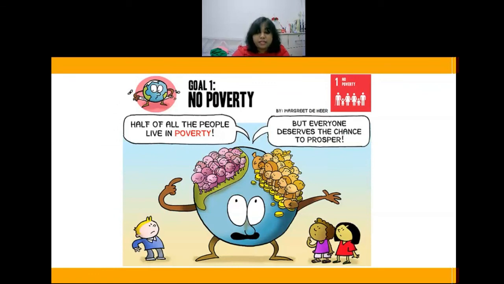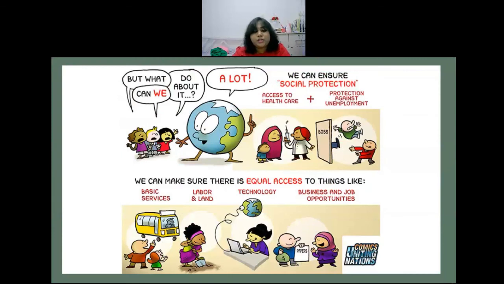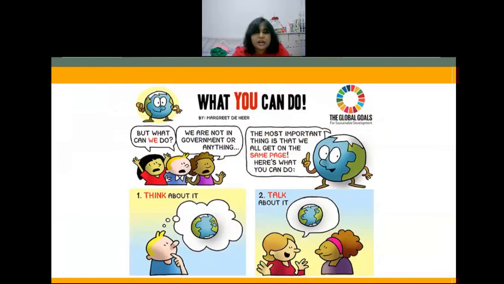Hence, overall, what we can say is that half of the people are poor, and they too actually deserve the chance to have a happy and prosperous life, just like everyone else here. So, what we can do is ensure social protection by providing access to healthcare and protection against unemployment. Not only that, it is vital that we make sure there's equal access for everyone to things such as basic services, labor and land, technology, as well as business and job opportunities.